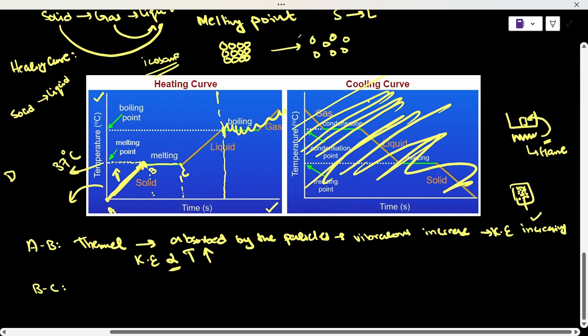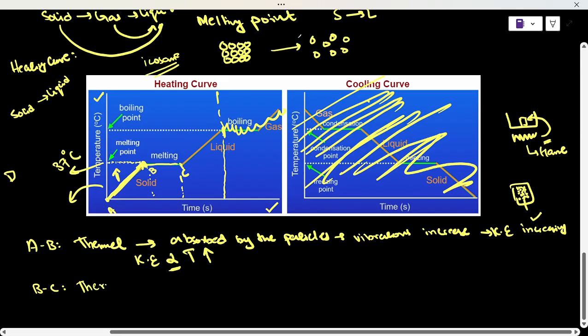So from point B to point C, the process is still the same, right? You're still providing thermal energy. But what was happening in the first part? You were providing thermal energy, that thermal energy was being absorbed by particles, and because of that, vibrations were increasing, movement was increasing, and kinetic energy was increasing.